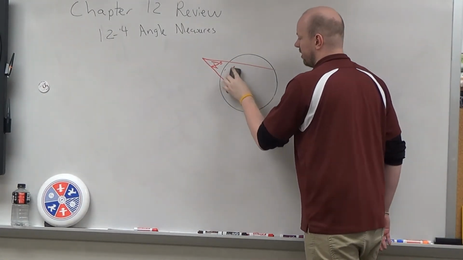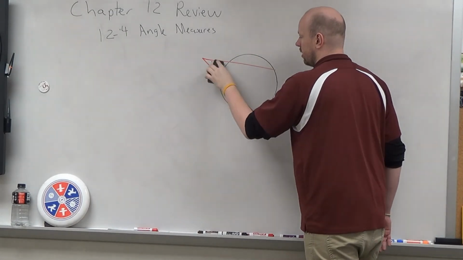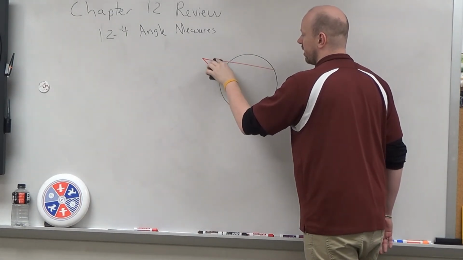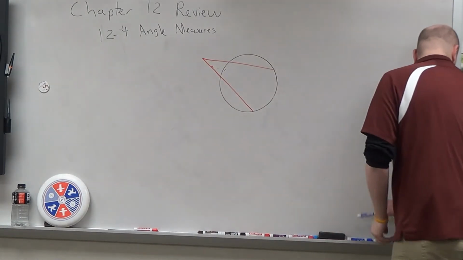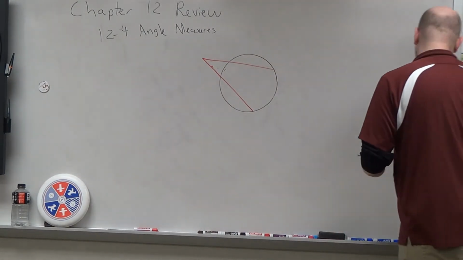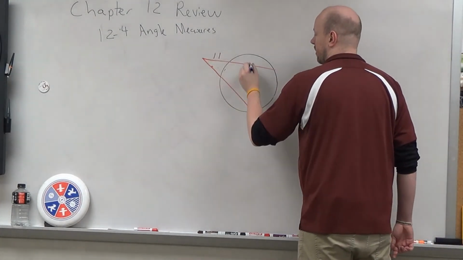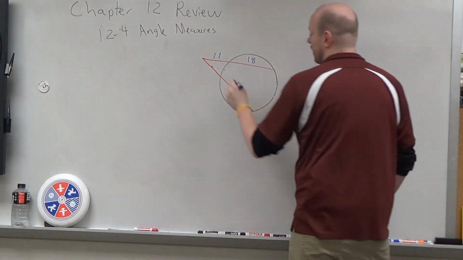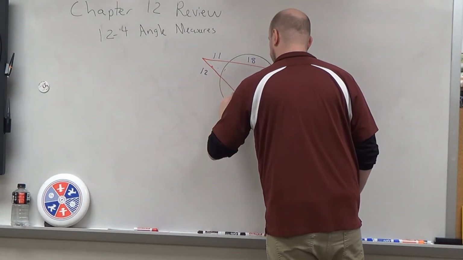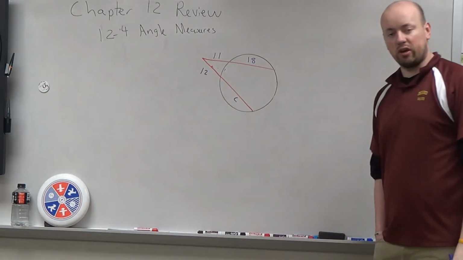I'm going to use the same drawing just because I'm lazy. But you're going to probably want a new one here. So you're going to want to probably redraw this. And then we're going to have, let's see, 11 for this part. This is 18. This part's going to be 12, and this part's going to be C. We're going to solve for C.